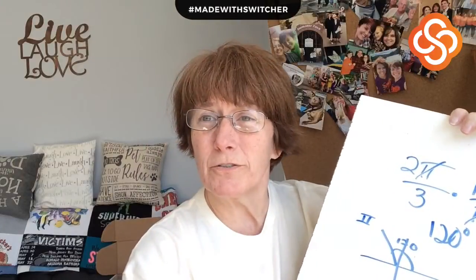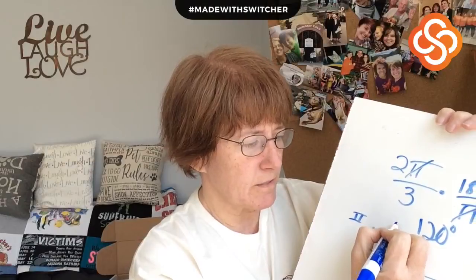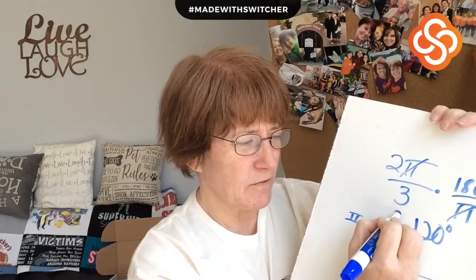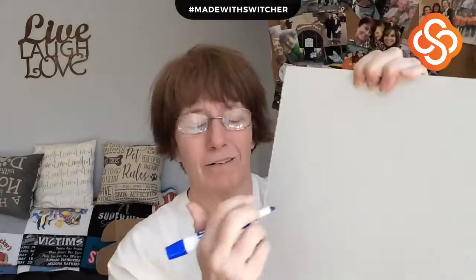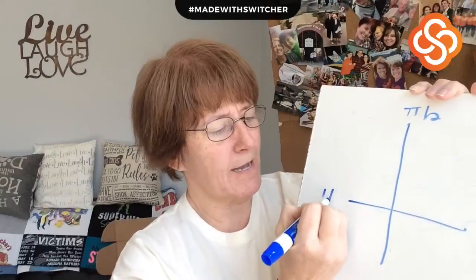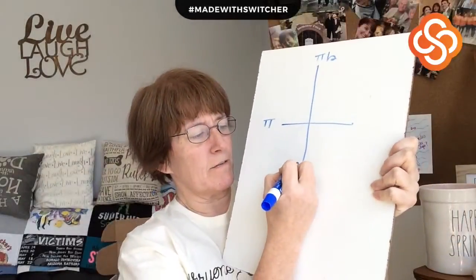If you want to leave things in radians, 90 degrees is pi over 2. So pi over 2, let me erase some of this stuff. Oh my gosh, what a train wreck I am. All right, so pi over 2 would go here. Pi is over here. And then we'd have 3 pi over 2.